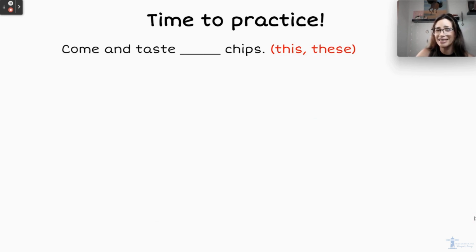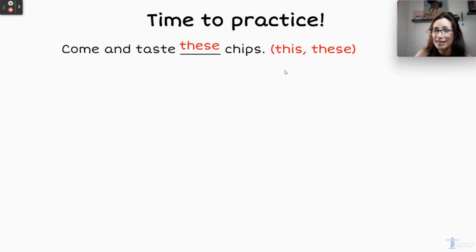Come and taste this, or these chips. These. Now, this was just the example. This is what you're going to be asked to do if you want to practice. And for practicing, you can say it out loud if you're at home and you don't want to write it down. If you want the practice of writing, you can take out a notebook, a whiteboard, anything that you write with at home, and you can practice writing. So this is the example.